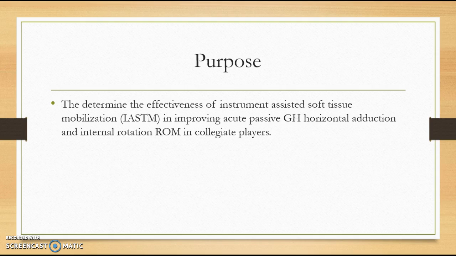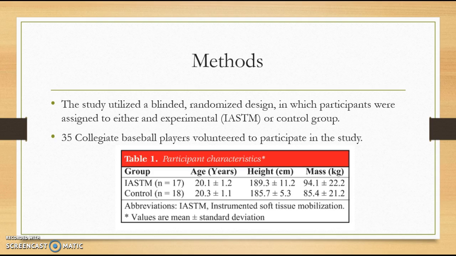All right, the purpose of this study was to determine the effectiveness of instrument-assisted soft tissue mobilization in improving acute passive glenohumeral adduction and internal rotation in collegiate baseball players. Methods. This study utilized a blind randomized design in which participants were assigned to either an experimental group, which was the IASTM, or the control group.